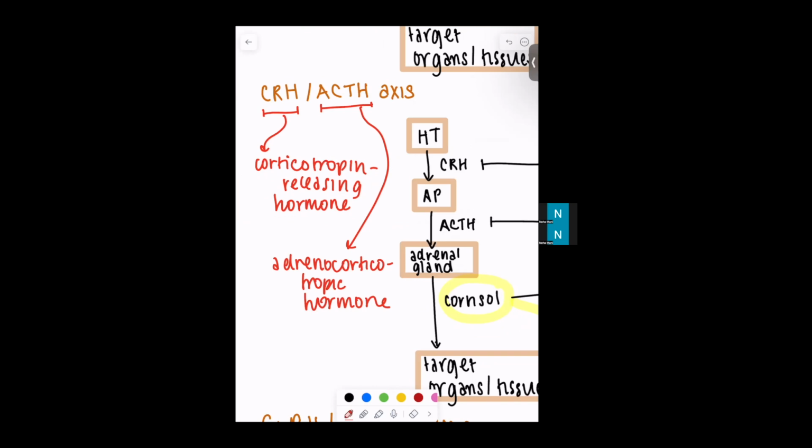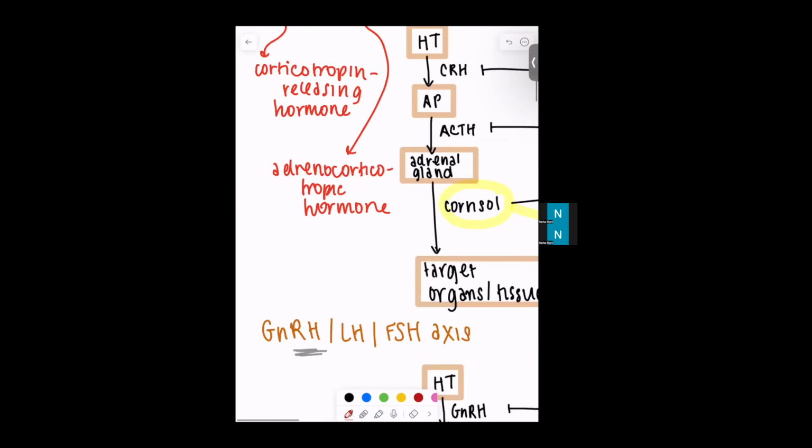And actually, I guess another important term that we should discuss is what are tropic hormones? So, a tropic hormone is a kind of hormone that has endocrine glands as target. So, what does that mean?